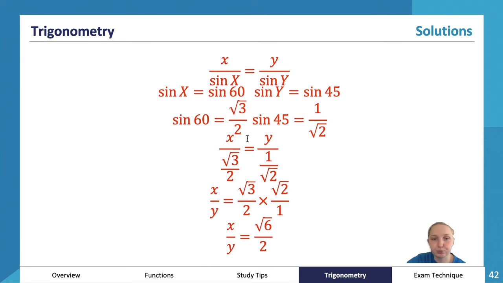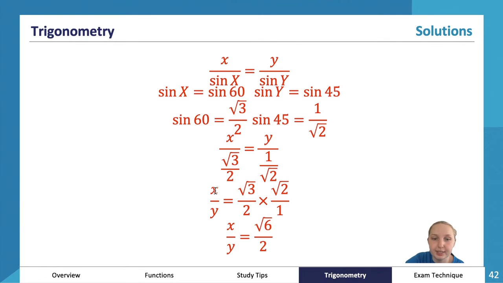Then from here, what we want to do is we've got x over root 3 on 2 is equal to y over 1 on root 2. Because what we're doing is, if we know that sine 60 is equal to root 3 on 2, we're substituting that into our equation. So we've still got little x on top, and we've got little x over what we know sine X is equal to. Same thing on the other side, little y still on top. We know that sine of Y is equal to 1 on root 2, so we're putting that in the denominator.